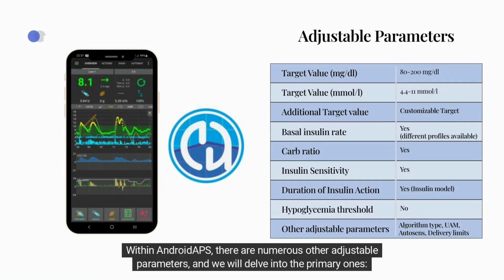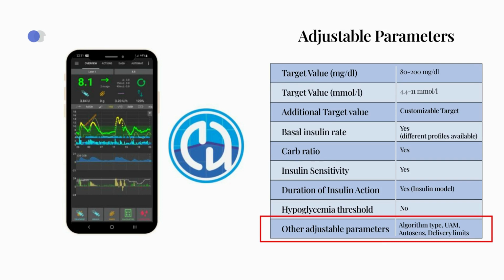Within AndroidAPS, there are numerous other adjustable parameters, and we will delve into the primary ones: algorithm type, unannounced meal function, autosense, and delivery limits.